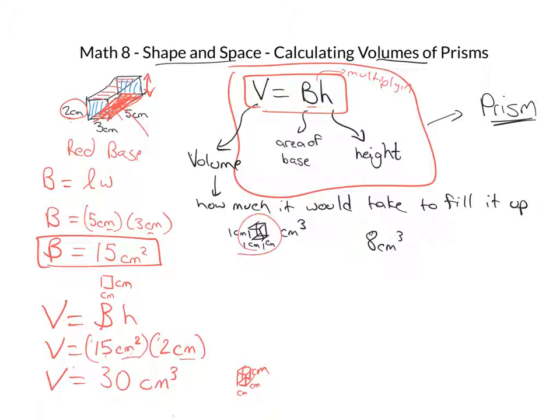So this is how we calculate volumes for rectangular prisms. It's the area of the base times the height, and that's how we get the volume. Hopefully this is enough to get you going.